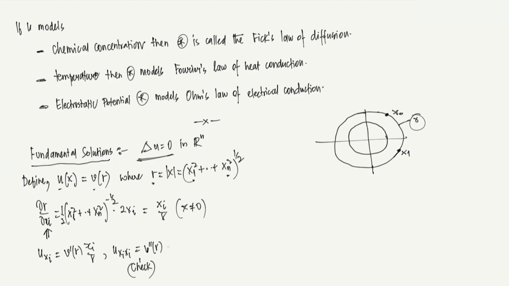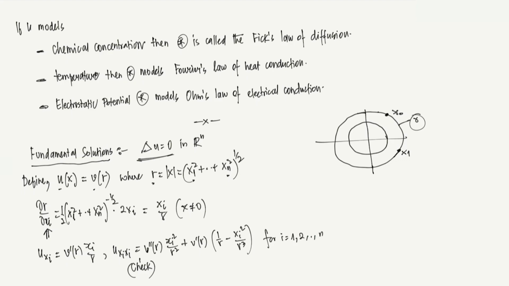Okay, v double prime of r times xi square by r square plus v prime of r times (1 by r minus xi square by r cube). Is it okay? So that's what this u_xi is. Now you see, Laplace u is basically the sum of this. So basically we have to add those things, for i equals 1 to n.